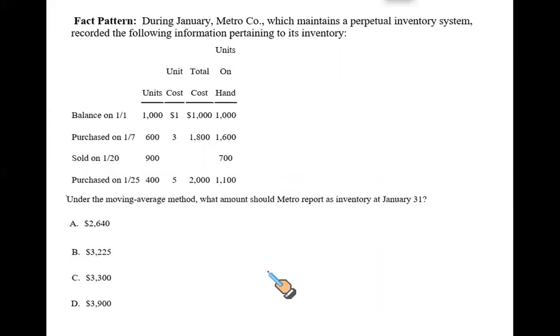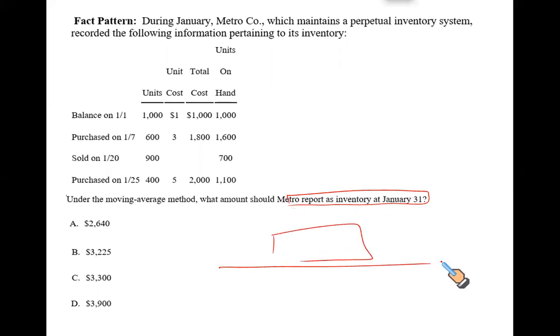So let us first do what is required here. Under the moving average method, what amount should Metro report as inventory? All right. What we have learned so far was weighted average. Under weighted average, what did we do? We calculated a single value for all inventory and divided by all the units available. You had a single rate which we applied to CGS and to your closing stock.